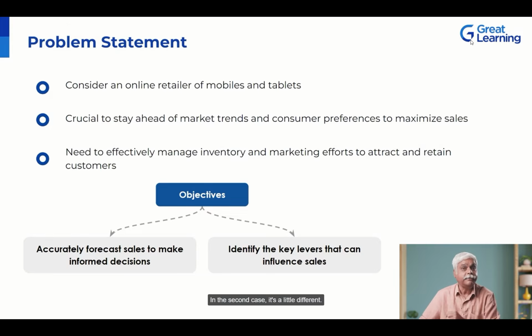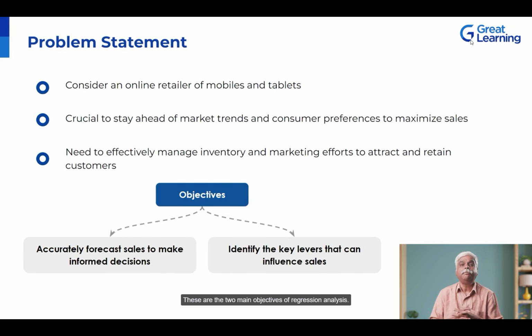In the second case, it's a little different. It says that if you give me a relationship between the output and the input, which is sales and all these variables, I can use that relationship to determine which inputs are key. I'm not interested in forecasting. I'm interested in understanding the nature of that relationship. And using the nature of that relationship, I can now say that these are the key levers because they are influencing my output more. Therefore, if I want to impact sales, these are the variables that I need to really go after and then change within my capacity to change them.